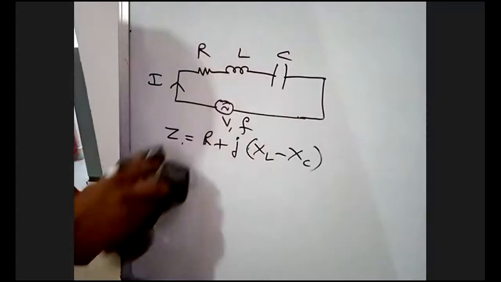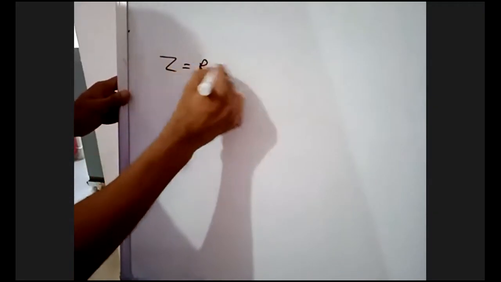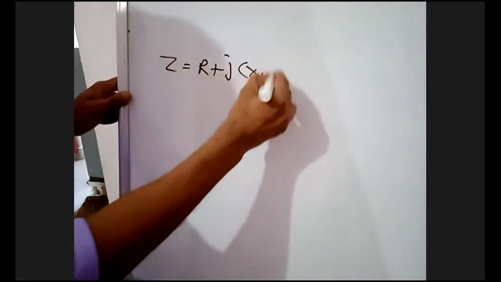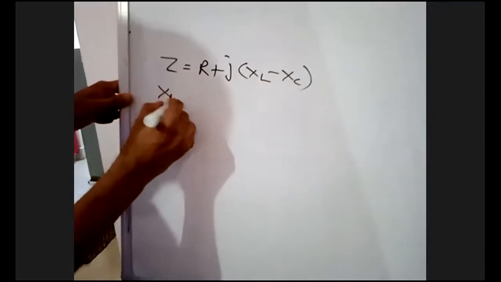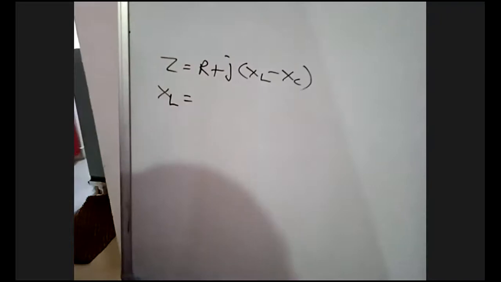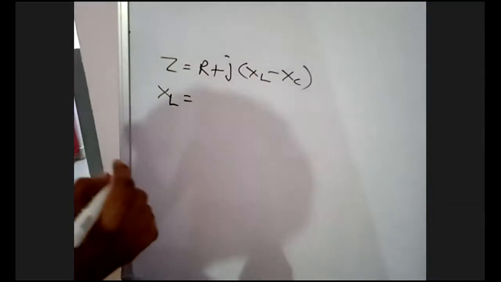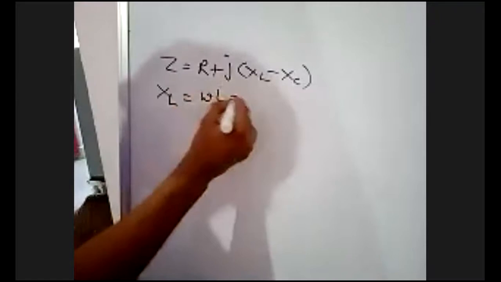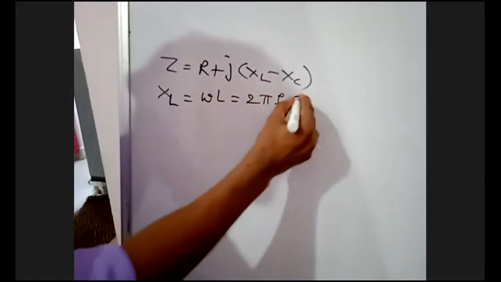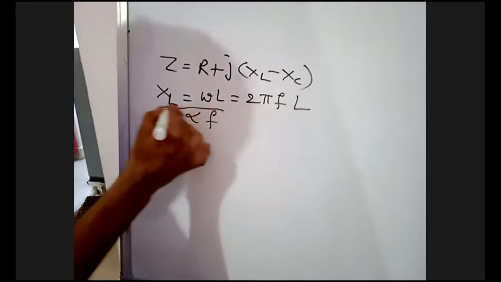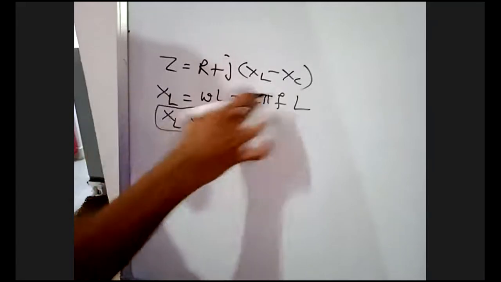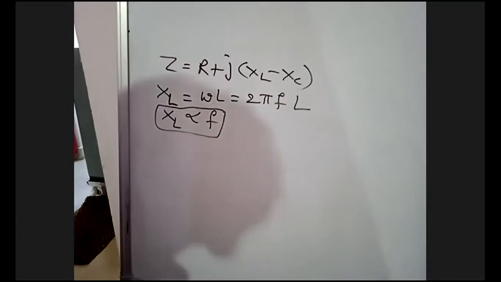Now see here. Z is equal to R plus j XL minus XC. First I am taking XL. What is the XL formula? Omega L, where omega is 2 pi f. That means XL is directly proportional to f.